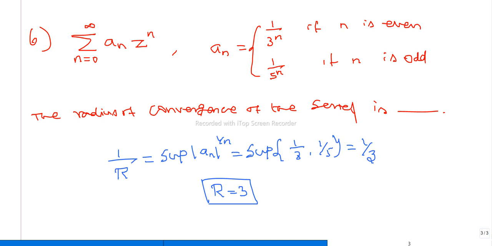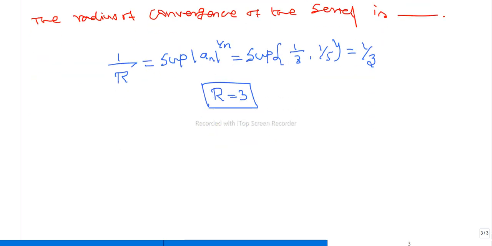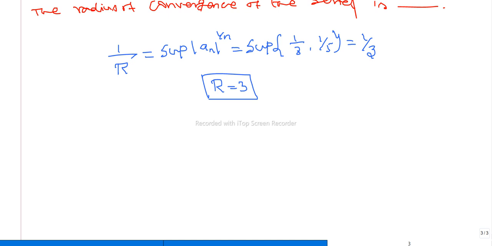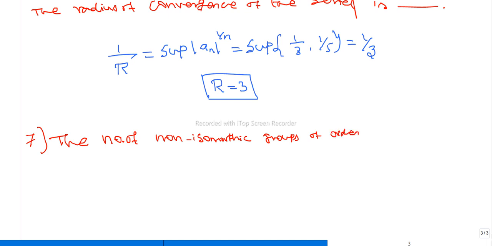So, the number of non-isomorphic groups of order 10. Seventh problem. The number of non-isomorphic groups. We count only non-isomorphic groups. Sometimes two groups are isomorphic. In that case, you have to count only one. Don't count two groups if both are isomorphic. The number of non-isomorphic groups of order 10.